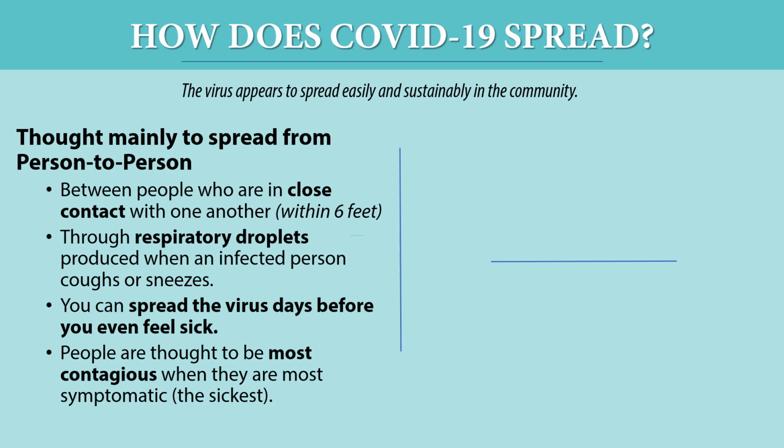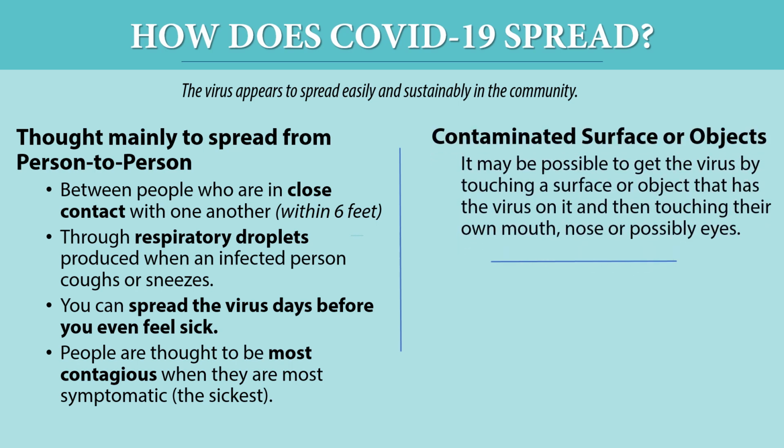It is also important to know that people can spread this virus even before they feel sick. Maybe they feel fine and they don't have a fever, but days before their symptoms occur, they can be spreading that virus. That's what makes it difficult too, because you can stay away from people who are sick, but this may be people who don't even appear to be sick yet, and you could catch that virus. But people are thought to be most contagious when they are symptomatic, when they're the sickest, and certainly that's why they need to stay home.